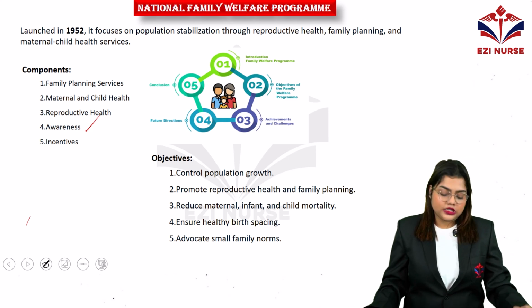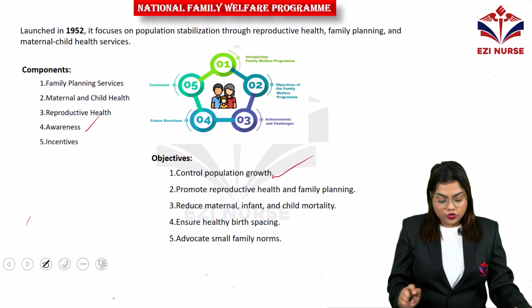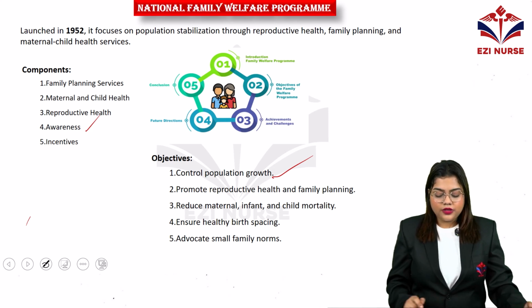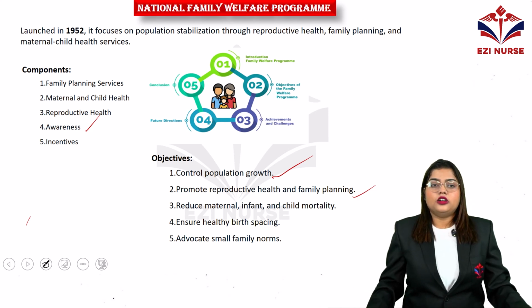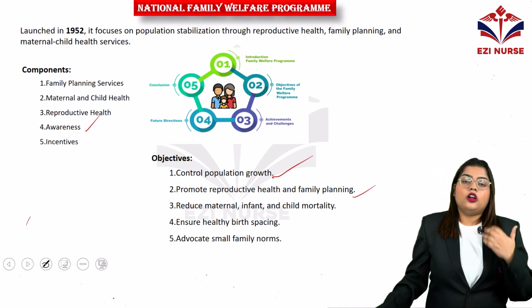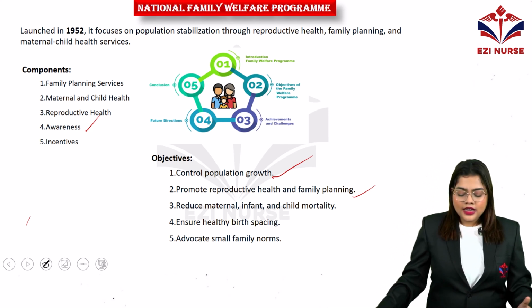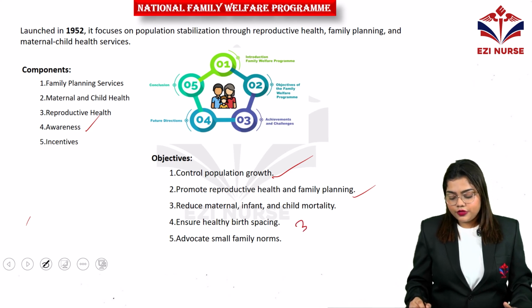Next are the objectives. The objectives include control of population growth, which is the main purpose. Then promote reproductive health and family planning, reduce maternal, infant and child mortality while conceiving or after delivering the baby. Then ensure healthy birth spacing. As I told, 3 years in between two children. A 3 year gap should be there.